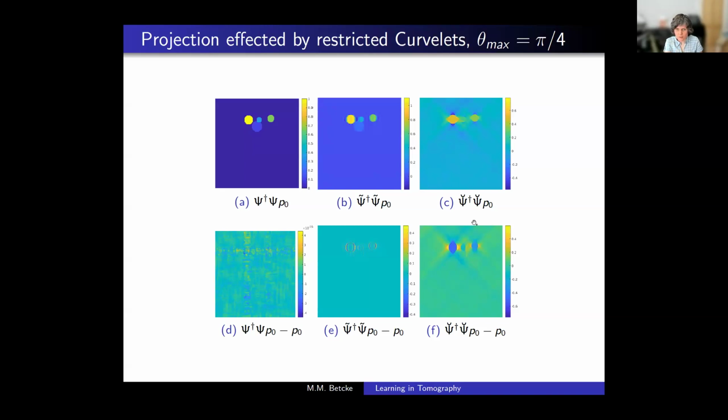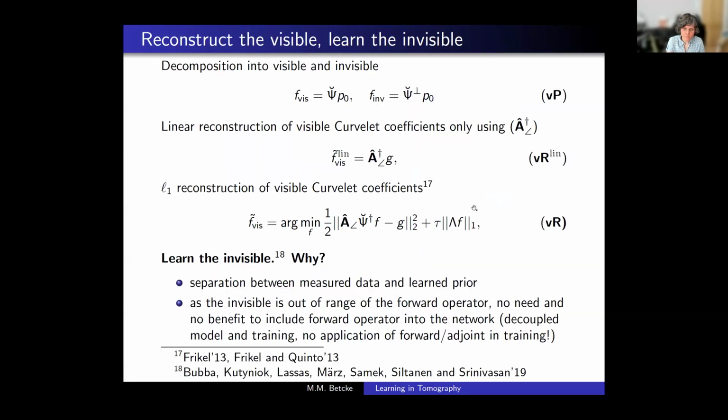So we are going to use this last variant, and we are going to reconstruct the visible part using a convex optimization problem, and we are going to learn the invisible part. And why would you like to do it like that? First of all, you have a separation of blame: the measured data influences purely the convex reconstruction, and there is no influence of any learning in this. And then we have the learned part, where we learn how the image should look, and we put that into the invisible part of the image that we have no measurements about.